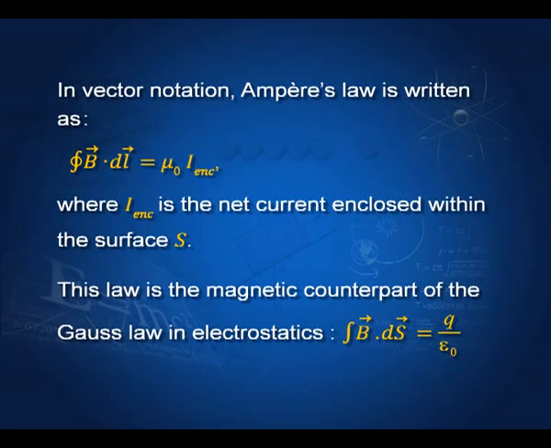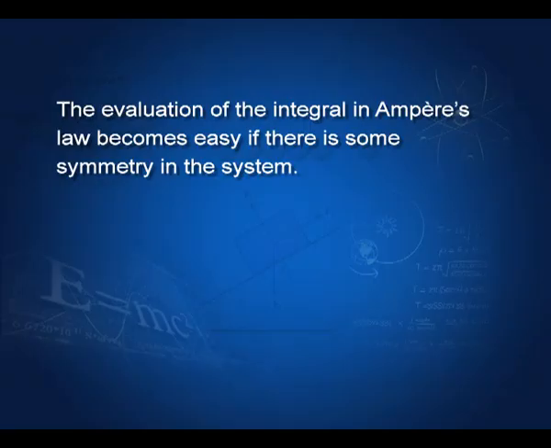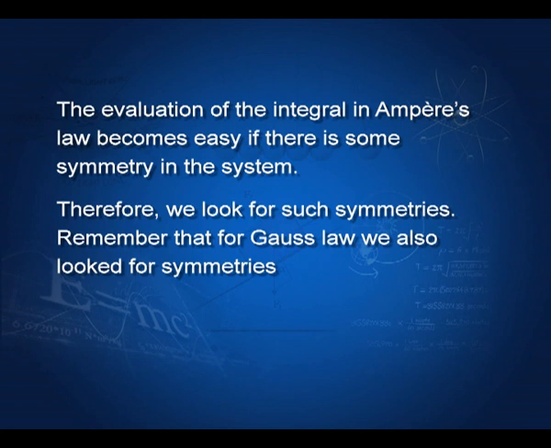Let me remind you, Gauss law in electrostatics was E dot dS, where dS was the element of the surface, and E dot dS is the flux through this element of the surface. So, the total flux, that is the integral of E dot dS, is equal to q, the charge enclosed within that surface, divided by epsilon 0. The evaluation of the integral in Ampere's law becomes easy if there is some symmetry in the system. Recall that for the application of Gauss law also, we needed some symmetry. So, here also we need some kind of symmetry to make it possible to apply Ampere's law.